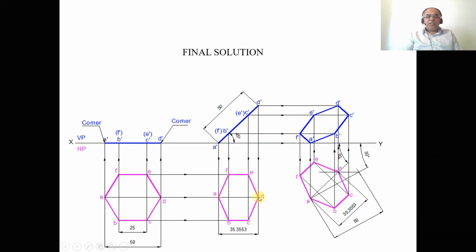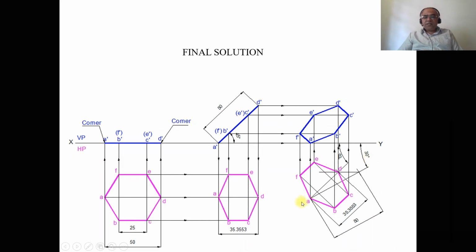Once you do that, now we need to find out the apparent inclination. Why? Because we need to reproduce the second position top view in the third position, but in the third position, the diagonal passing through the corner on which the lamina is resting makes an angle of 30 degrees with respect to the VP. So since he has given the true inclination, first we need to take the true inclination.